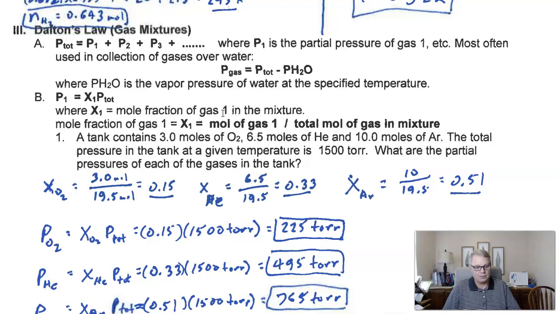pressure of the nitrogen. If I had taken the air in the tire and I found a way to take out everything but the oxygen, remeasured the pressure of the tire, that's the partial pressure of the oxygen. So it's basically the pressure contribution of that particular gas to the entire total mixture. That's what partial pressure means.